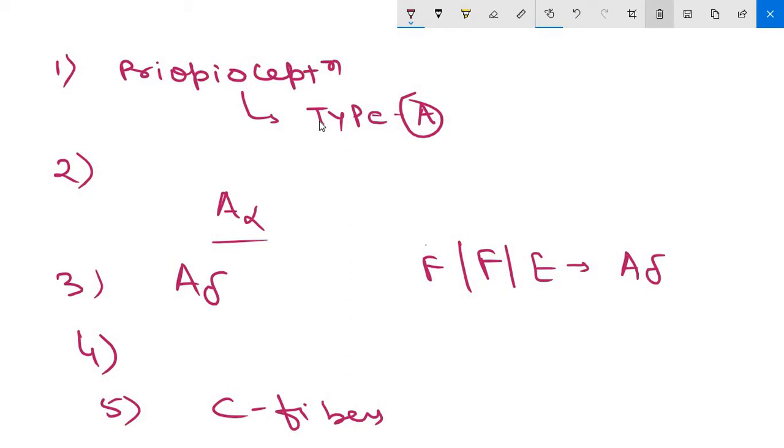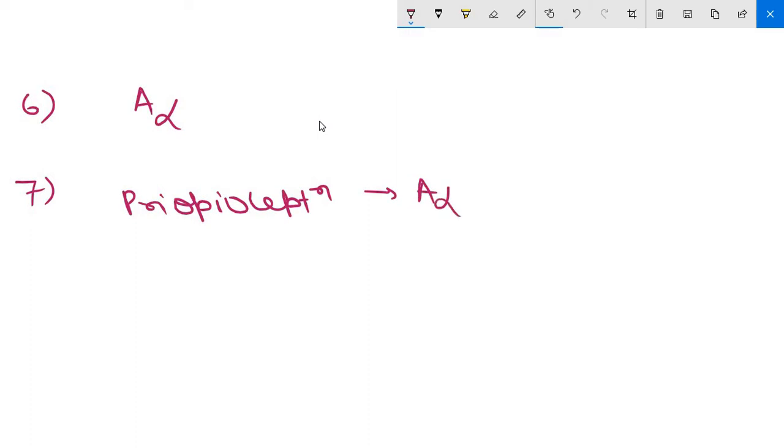Now moving to our sixth question: fastest conduction is for which fibers? The options are A alpha, A beta, A gamma, C fibers. The fastest conduction is for A alpha fibers, as we discussed in the previous video. Next question: fastest conduction is for cold, pain, proprioception, or pressure. This is an applied question, because you have to know that proprioception is carried by A alpha fibers, so its conduction is the fastest. The answer will be proprioception.